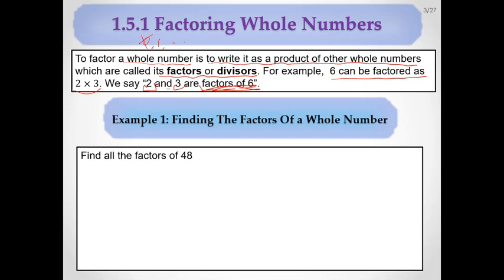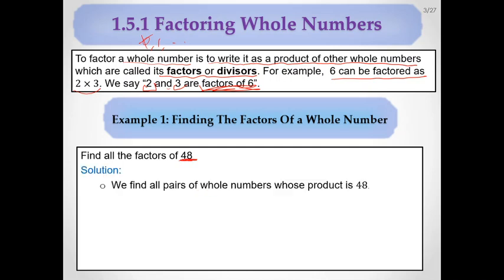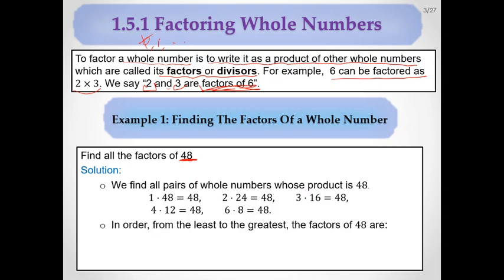Okay, we will do this example. Find all the factors of 48. So the only way to find the factors is to write them as pairs. For example, 1 times 48, 4 times 12, 2 times 24, 3 times 16, 6 times 8. So this gives all the factors. When we write them from the least to the greatest, then we have these factors.